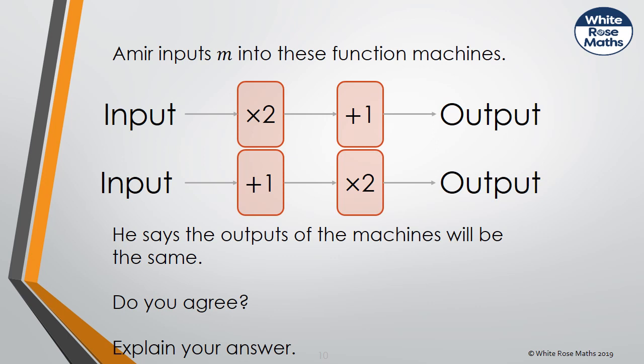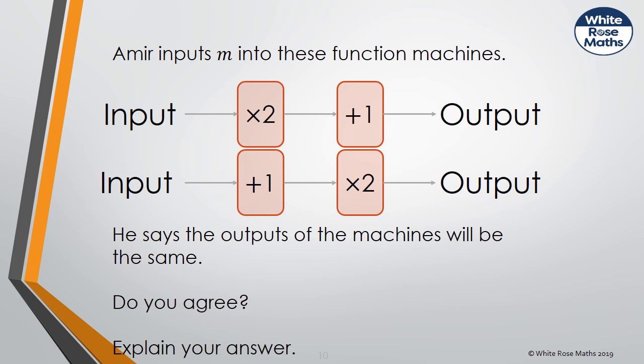So, whatever answer you've written, I'm going to give you an example of an answer that I would have used, but using a number that's probably different from the number that you've chosen, but that's okay. So, if m represents 5, then let's test and see whether the output will be the same. 5 in the first machine. 5 times 2 equals 10. 10 plus 1 equals 11. So our output was 11. Input was 5, output was 11.